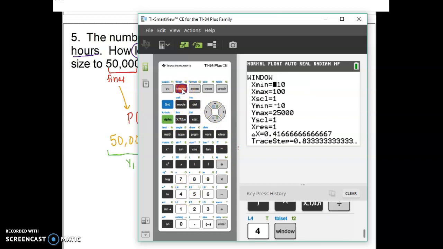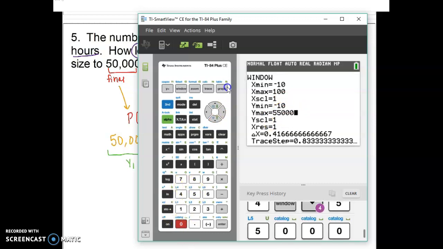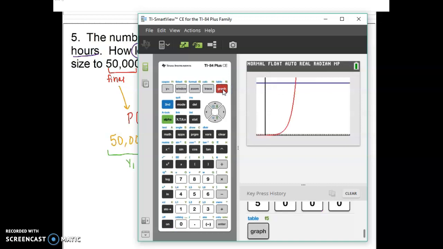Now I'm going to go ahead and go to my window. I already have x max as 100. I'm going to leave that. But y max here, because it's 50,000, we need to go bigger than that. So I'm going to do 55,000. Let's just see if we can find where they intersect. So we can. We have a picture here, and we're just finding their intersection.